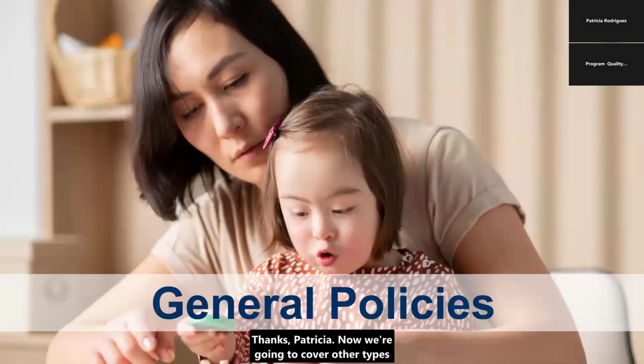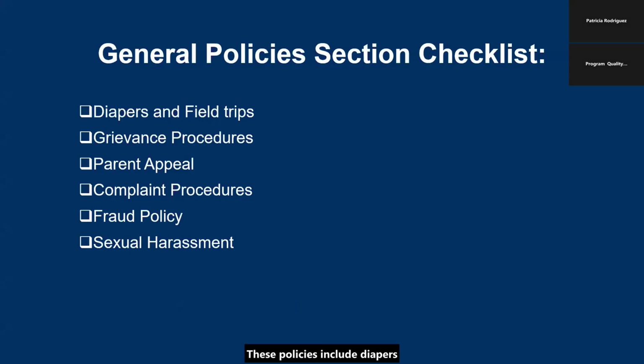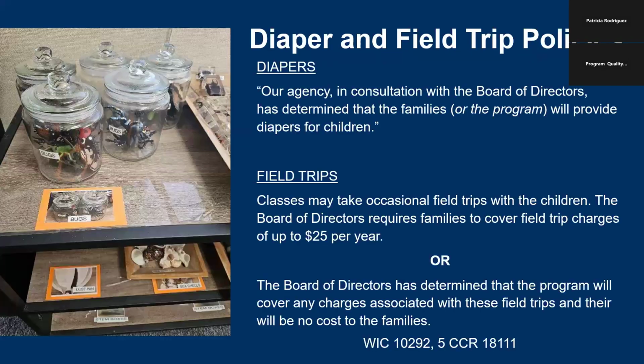Thanks, Patricia. Now we're going to cover other types of policies that should be included in your handbook. These policies include diapers and field trips, grievance procedures, parent appeal, complaint procedures, fraud policy, and sexual harassment. Contractors may have board-approved policies that require parents to provide diapers and charge for field trips. Your agency is not required to provide these items.